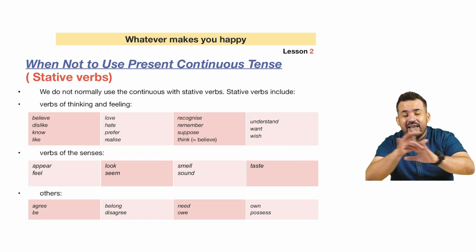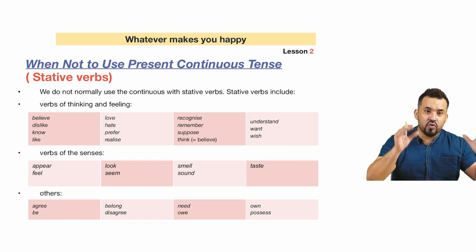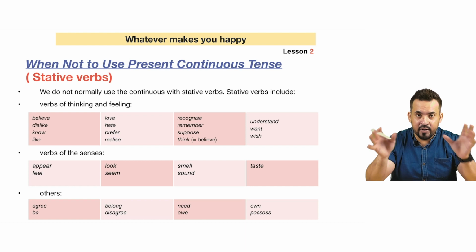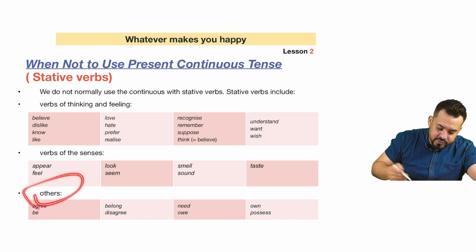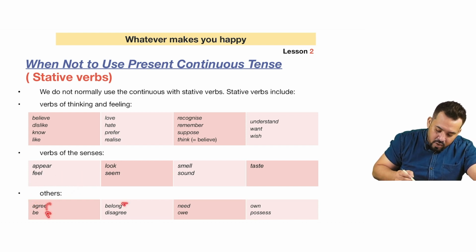That doesn't mean that they never come. Sometimes they do, but normally they don't, okay? So we will talk about some exceptions later on. Other verbs: agree, be, belong, disagree, need, owe, own, possess.